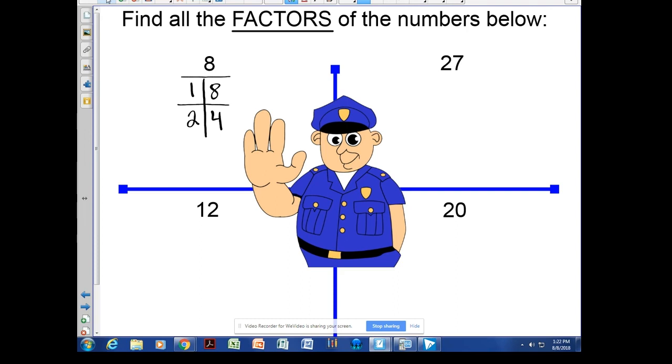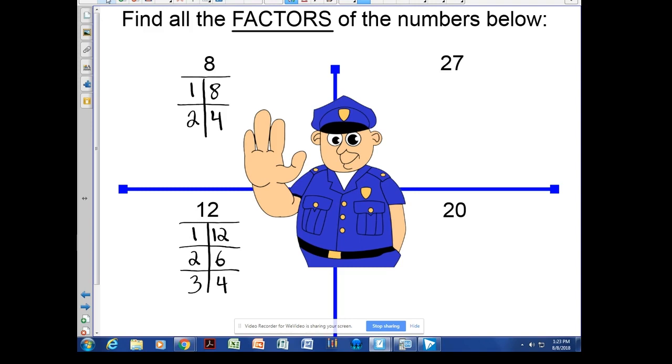Let's try number 12. Here's my T-chart. I'm going to always start with 1 and the number itself. 12 is an even number. 12 divided by 2 is 6. Here's my little 3 trick. 1 plus 2 is 3. Oh, 3 must go into 12 as well. And 12 divided by 3 is 4. The factors of 12 are 1, 2, 3, 4, 6, and 12.